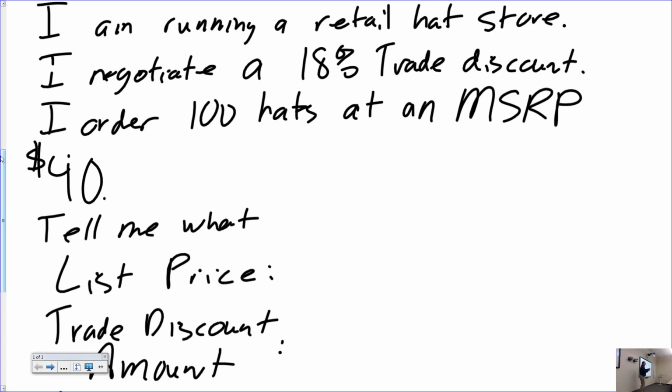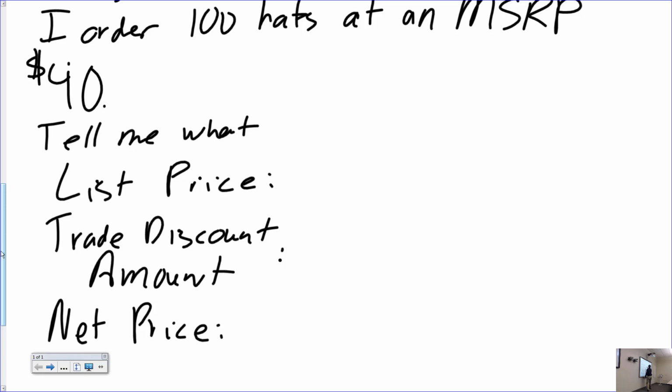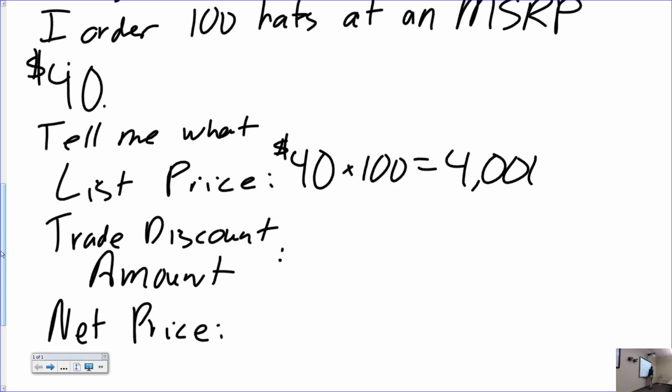Thousand, right? Yeah, 40 times 100. One more zero. All right, so $40 per hat, 100 hats, $4,000. Now, again, folks, what does this represent to my business? What does this $4,000 represent?